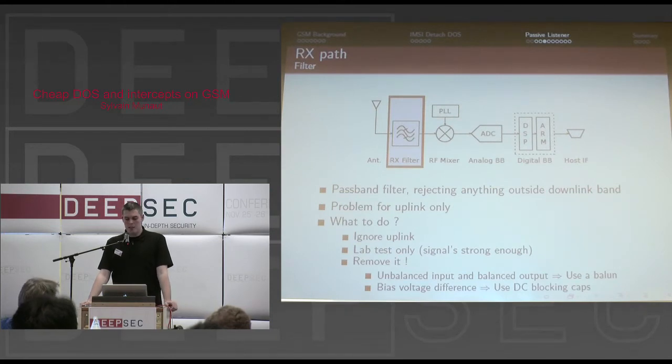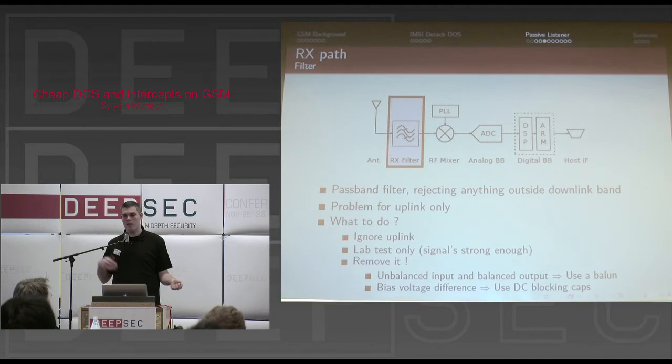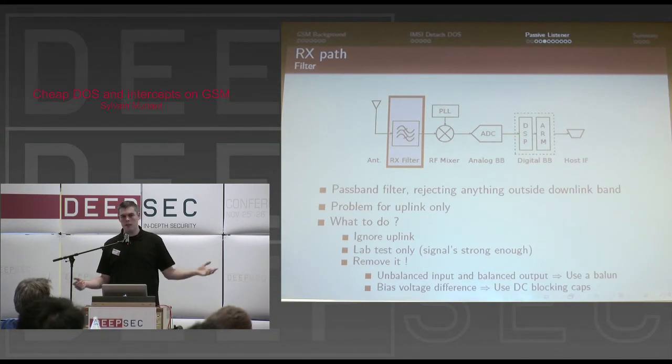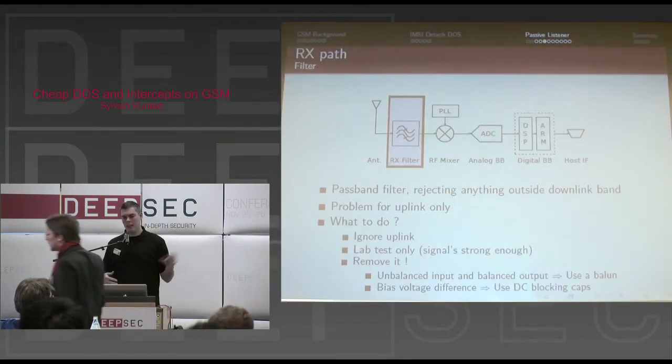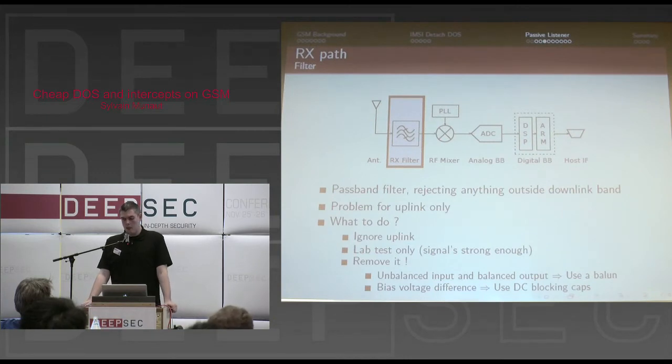So what can you do about that? Well, either you just don't care about uplink, that's somewhat of an option. You limit yourself to lab testing only, because in a lab, if you're holding the transceiver phone in one hand and the sniffer phone in the other hand, it's going to work fine. They're like 1 meter apart. The signal is going to be strong enough. But if you're 100 meters away, that's not going to work. So the only real option is to remove it. It's kind of annoying because it's a hardware modification, but it's still better to do.